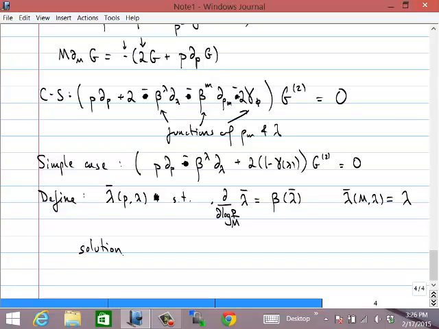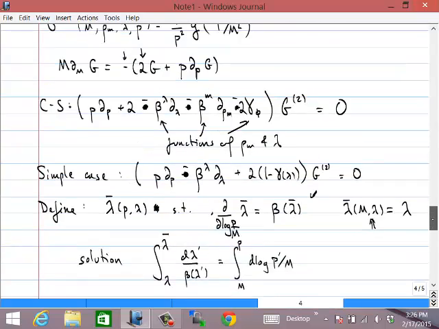The solution is given, well, this actually is something that we did before. So lambda bar is then found by, you look at this equation here, multiply both sides by d log p, divide by beta, and integrate, and you get the integral d lambda prime over beta of lambda prime is equal to the integral d log p prime over m, where you integrate from m up to p.